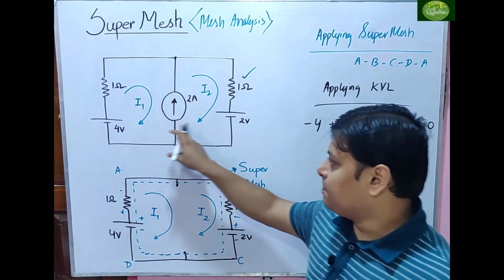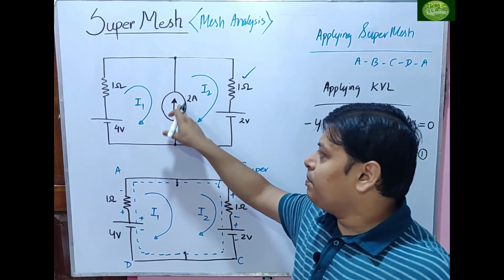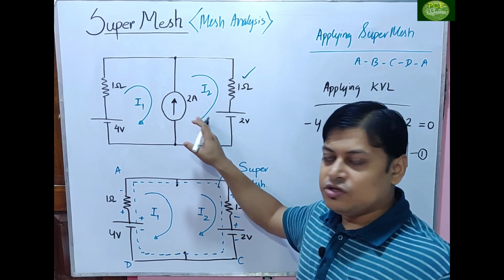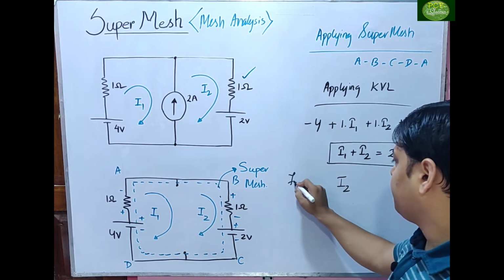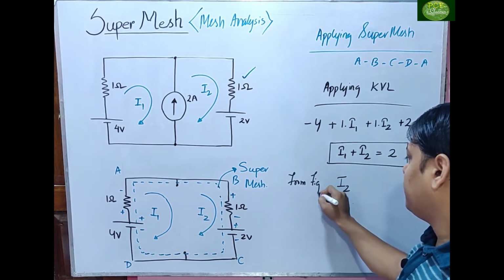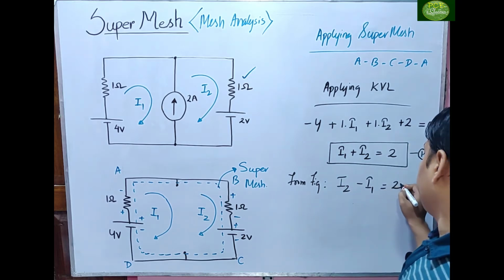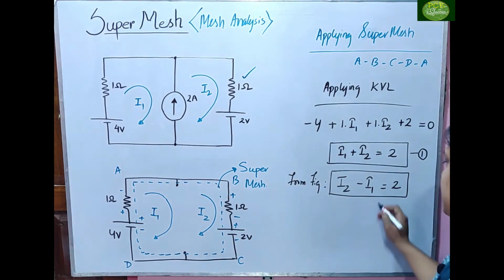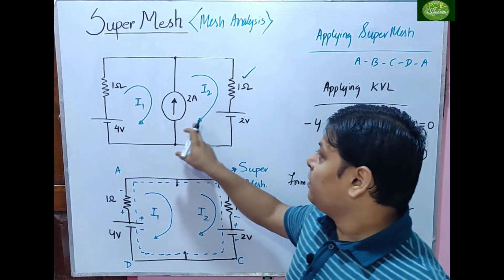Next, you see in this diagram, I1 is downward, I2 is upward. What is my 2 ampere direction? Upward. So which one is dominant? I2 is dominant. So can I write from the figure I2 minus I1 equals 2 ampere? What is this one? By applying KCL we have got it.